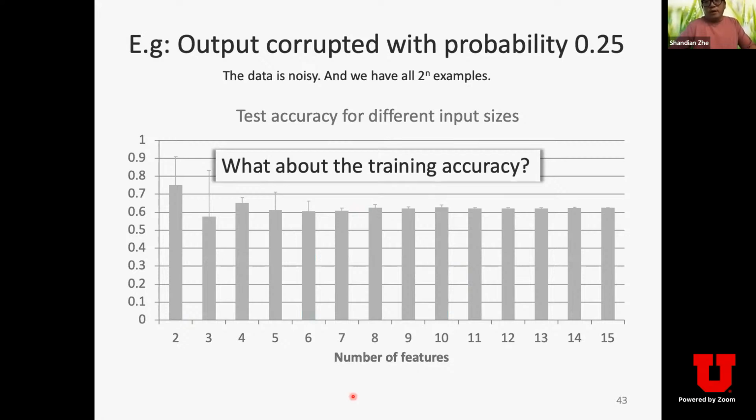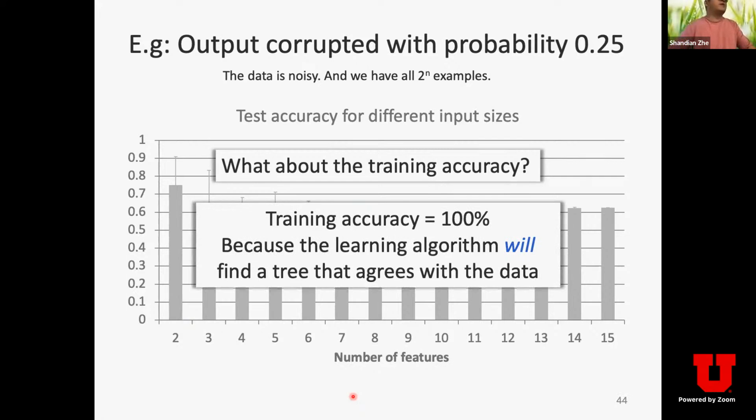But here there's a huge discrepancy. We still get 100% training accuracy, but my test accuracy decreases a lot. It reduces to about 62.5% accuracy. It's a huge drop. So what's the problem? Where is the issue that essentially leads to such a big gap?